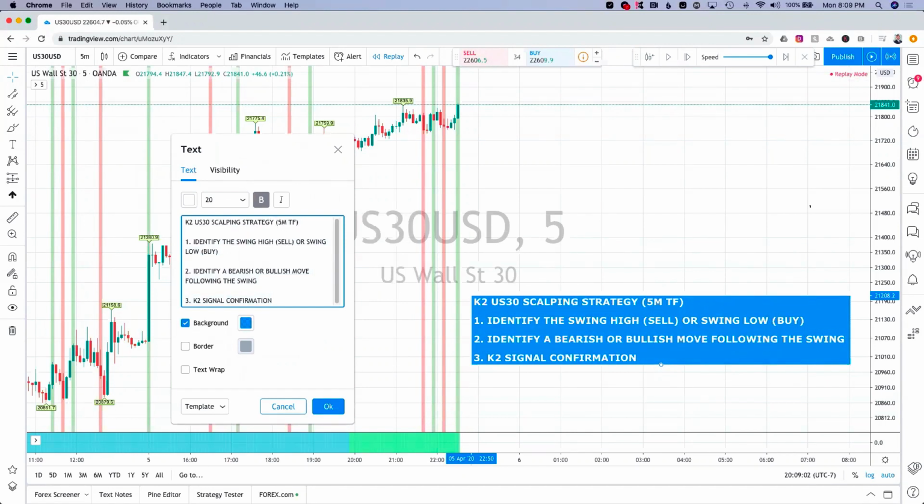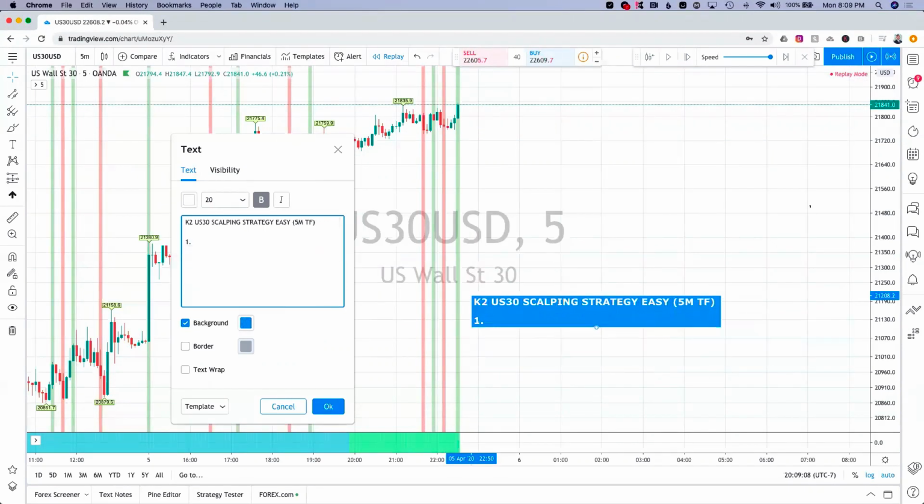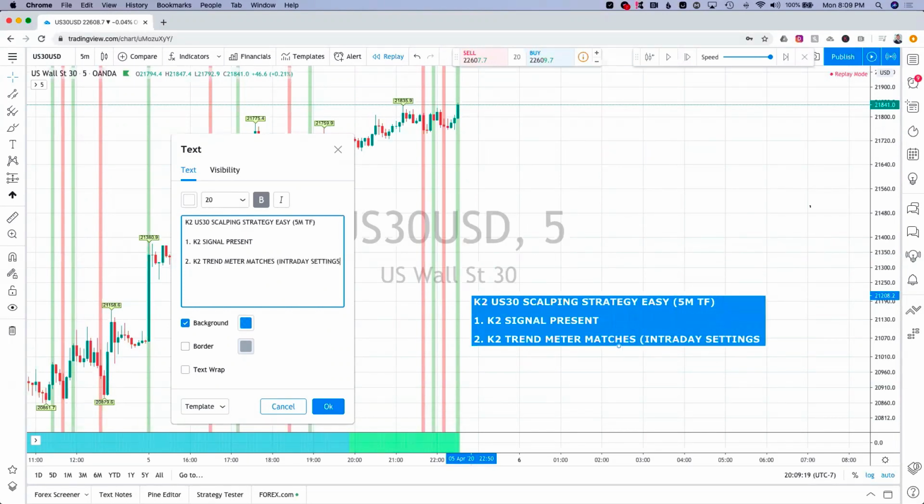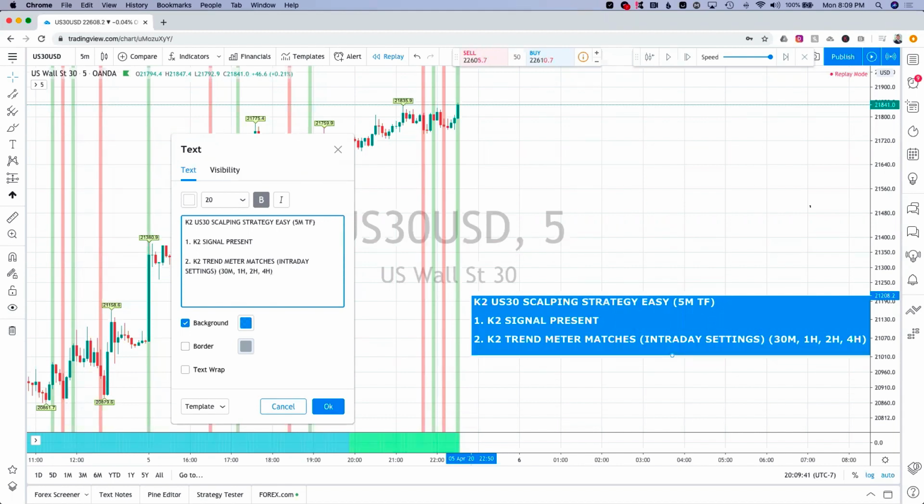This is going to be the easy one. First, you want to make sure there's a K2 signal present. Next, you want to make sure that the K2 trend meter matches the intraday settings. If you don't know what the intraday settings are, they're 30-minute, 1 hour, 2 hour, 3 hour, and 4 hour. The reason you want to have the intraday settings is so you understand which direction price is moving overall for the day.